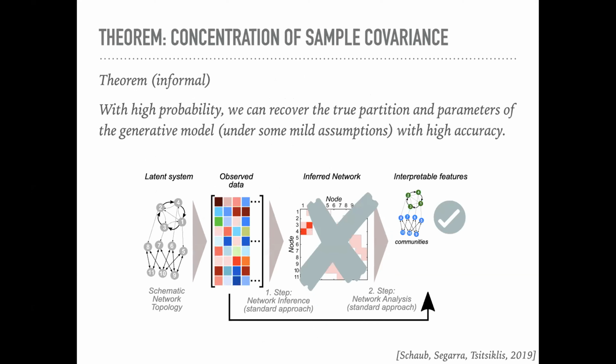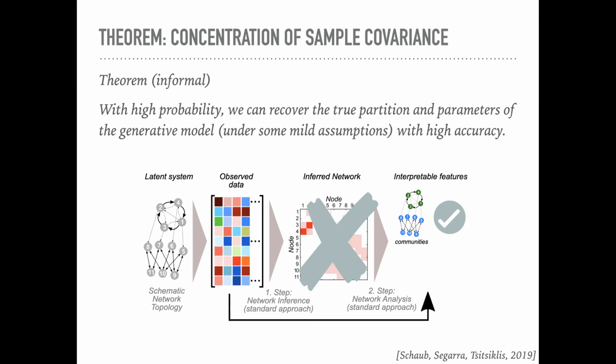With high probability, we can recover the true partitions and parameters of this generative model, that is the stochastic block model, under some mild assumptions, which have to do with the model being, let's say, sufficiently inferable. So basically, if it's impossible to recover the model even if you saw the full network, which is known as the detectability limit, then you will have no hope of recovering it if you don't see the network.